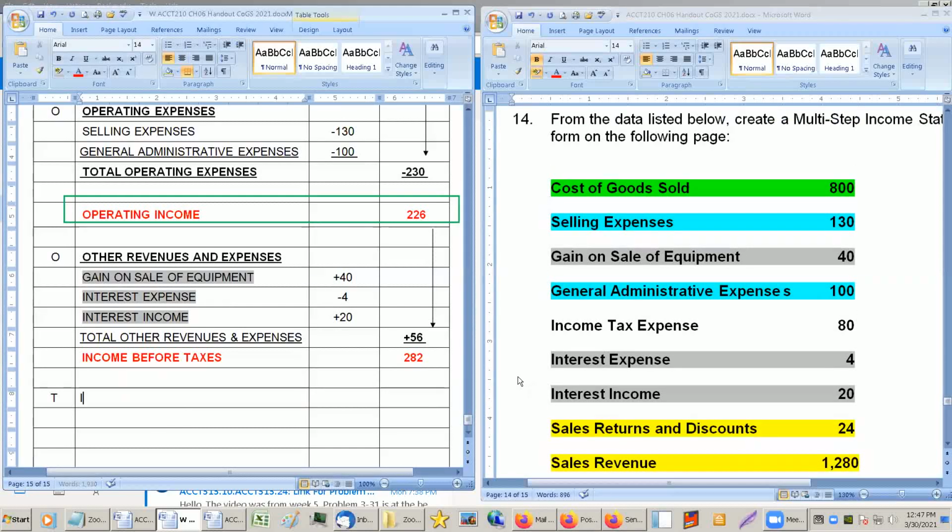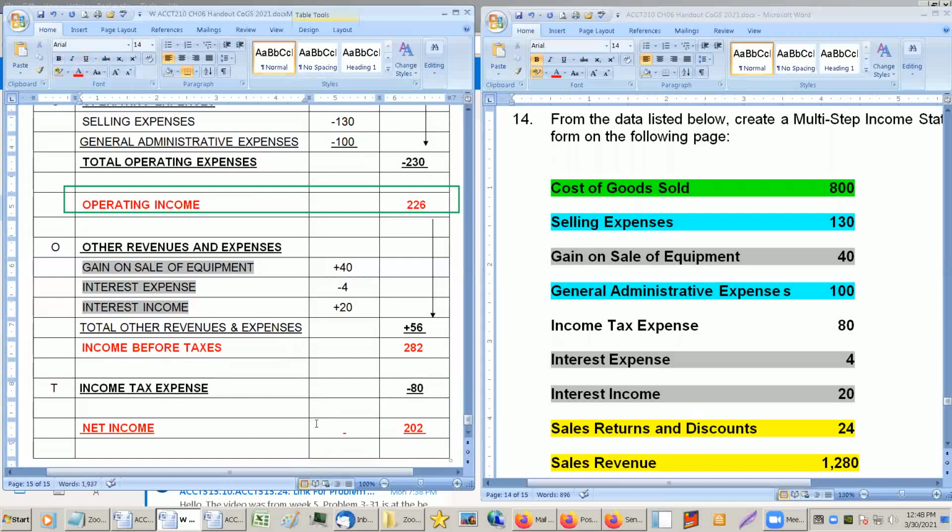Right, so income tax expense, 80. And that'll give us our net income. 202, I think. 282 minus 80. Yeah, I think that's it. And that's it.